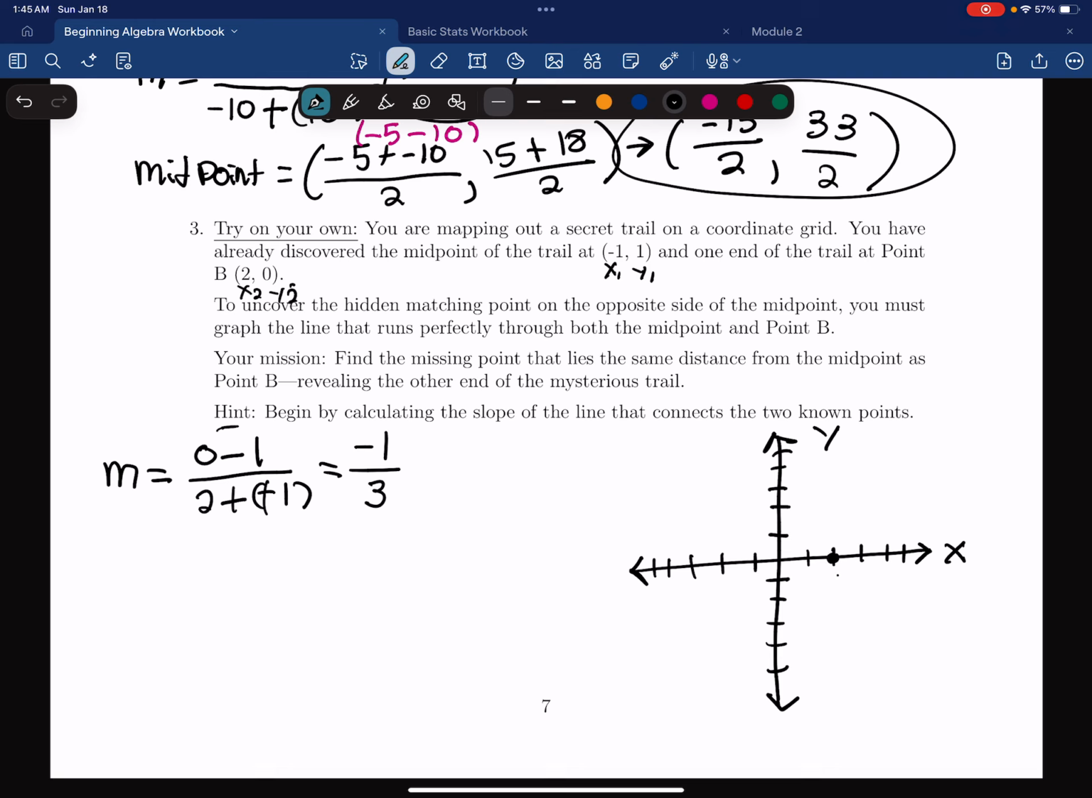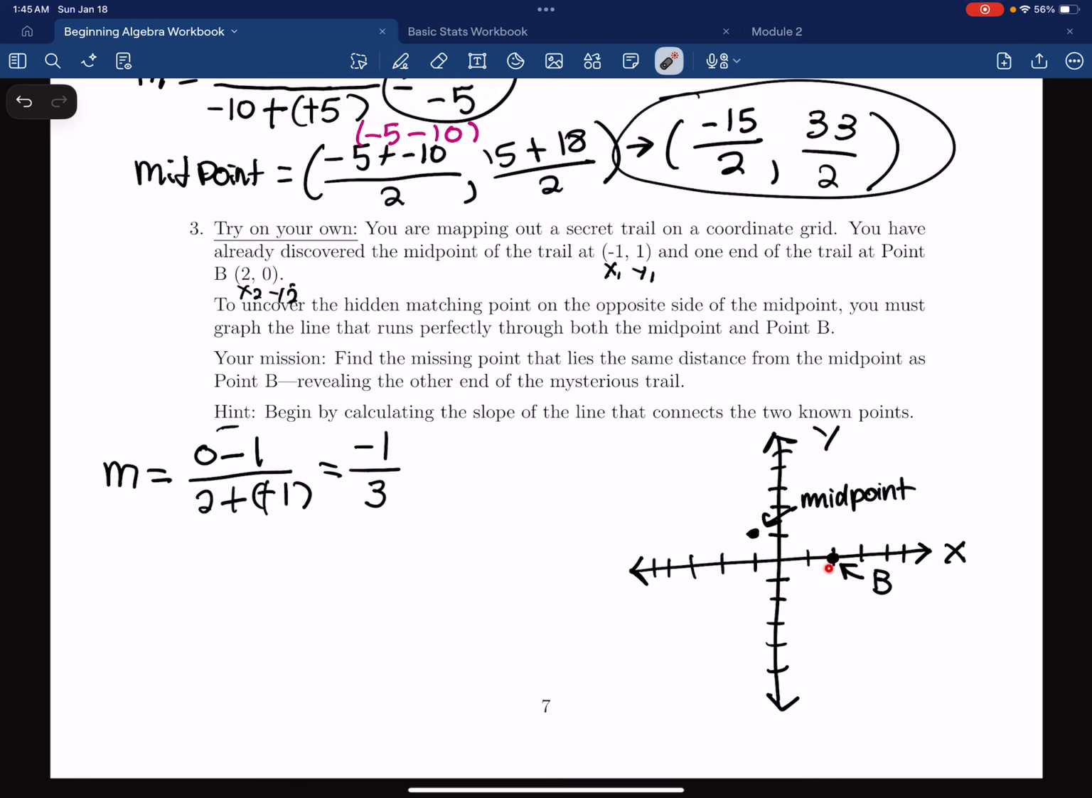Point B is here. And then we have the midpoint, which is -1, 1. So -1 in the x direction and up 1 in the y direction. So we know that this here is our midpoint. And we're given point B, which is here. And point B is one of the ends of the trail. Now we want to know the other end, which since one of the ends is here and this is your midpoint, we know that the other end has to be somewhere here.